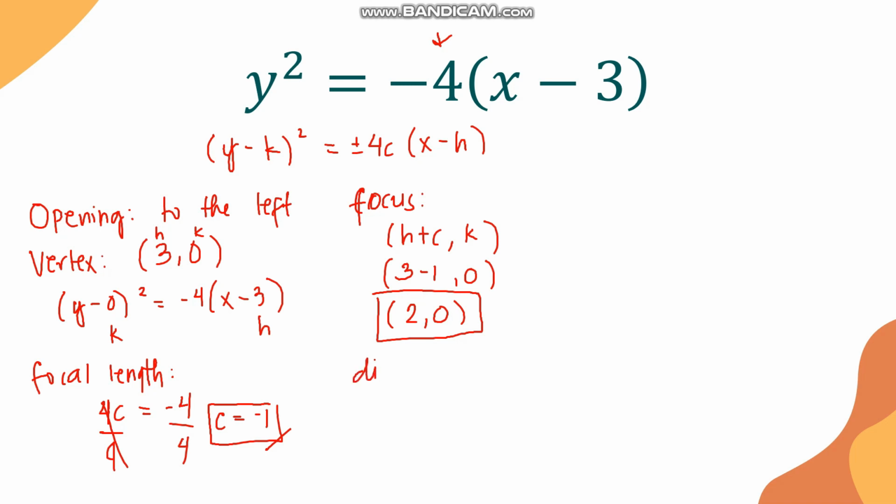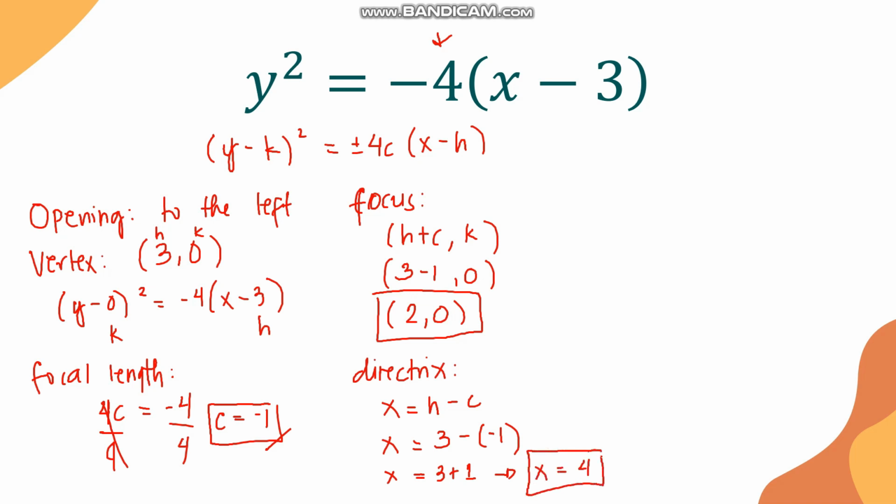For the directrix, since it opens to the left, that means it follows the form of x equals h minus c. So x equals, h is 3, minus, our c is negative 1, so minus negative 1. So this will just become x equals 3 plus 1, or the equation now is x equals 4. So that is now the equation of our directrix.